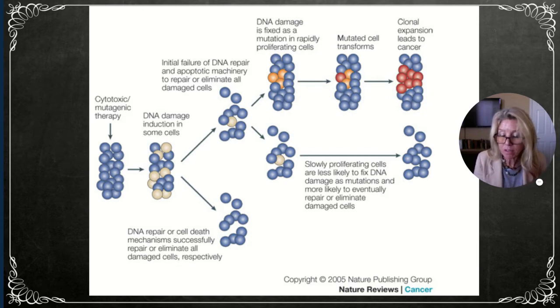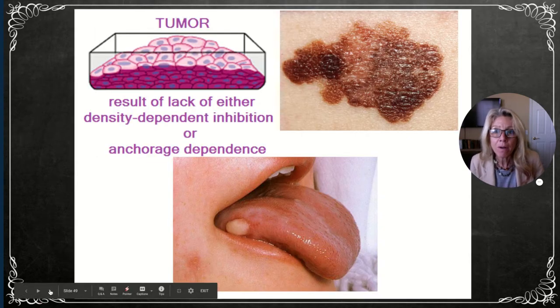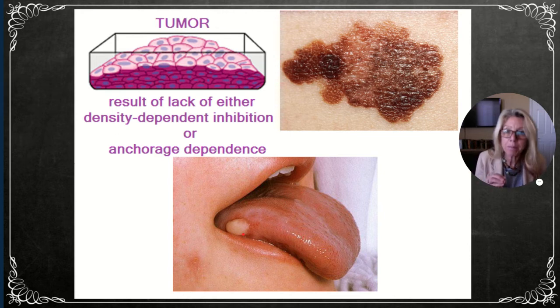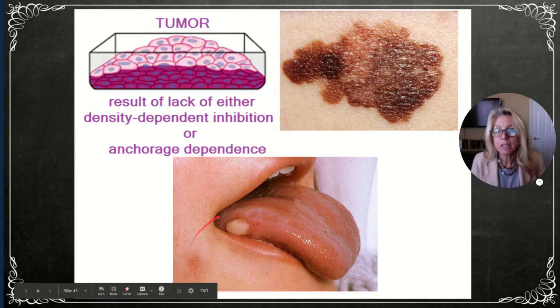Normally cells enter the cell cycle about 50 times, and then they're done. All right, so this can lead to a tumor. A tumor is a result of lack of density-dependent inhibition or anchorage dependence, and you start to get this conglomeration here of cells. So they do not display density-dependent inhibition or anchorage dependence.